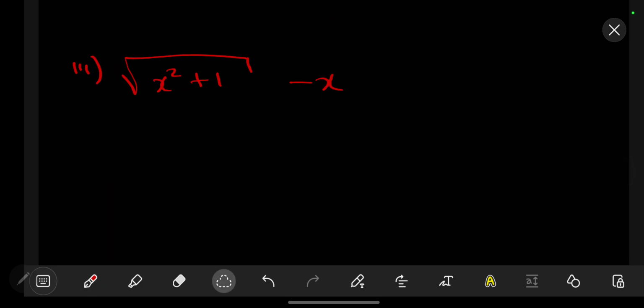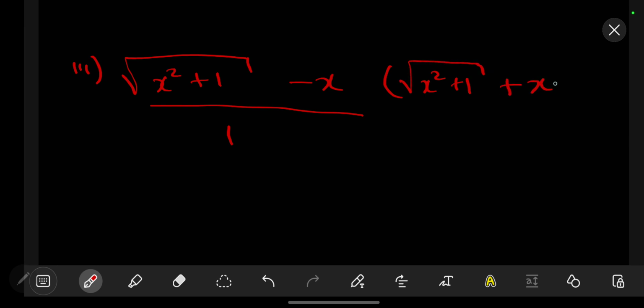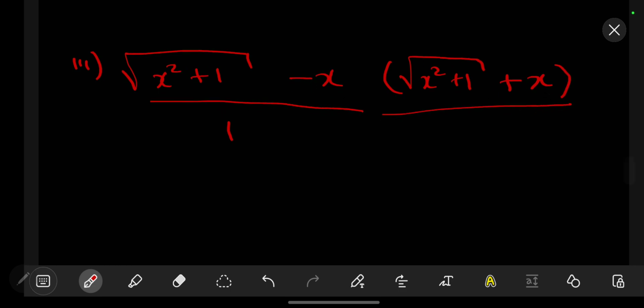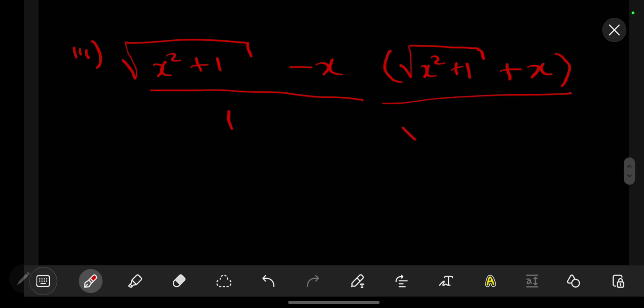So let's say we have this one. So how do we work out this one? We are going to find the conjugate of the numerator. So this is the same as over 1. Then we are going to introduce the square root of x squared plus 1, which will give us x squared plus 1, then plus x. Since it's negative here, we are going to have plus there. Then all of this over the same number, which is the square root of x squared plus 1.